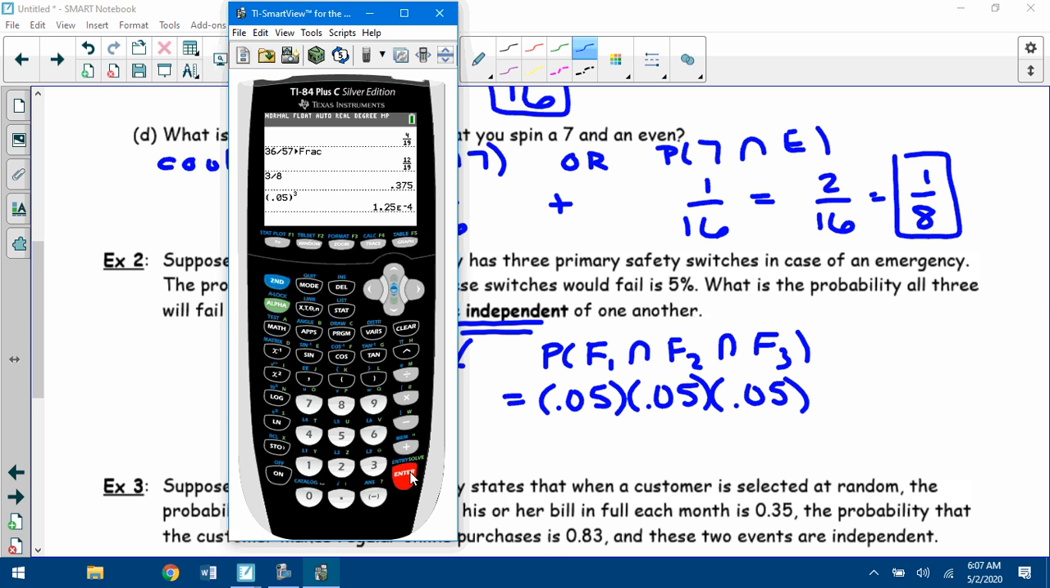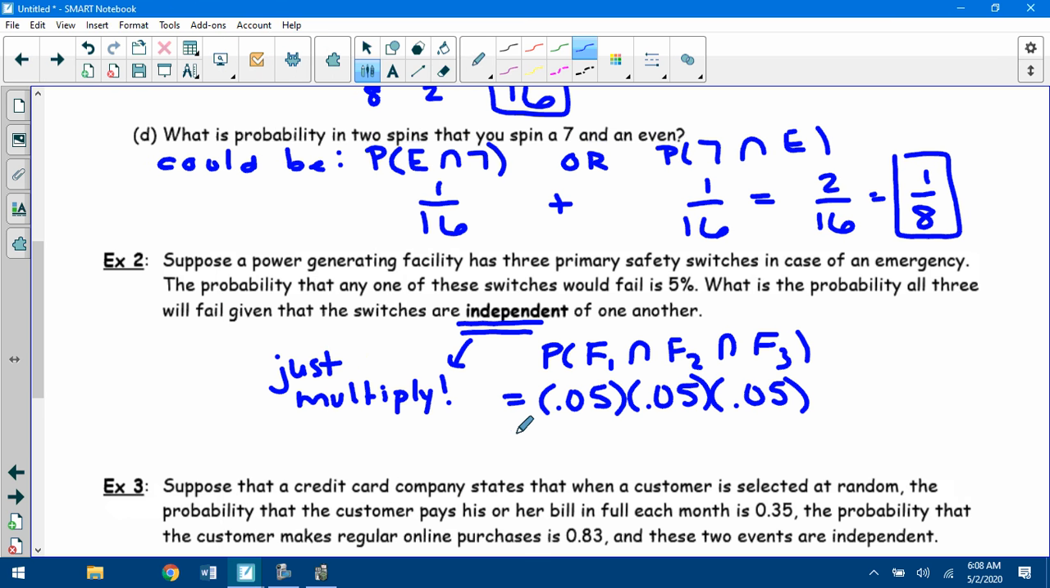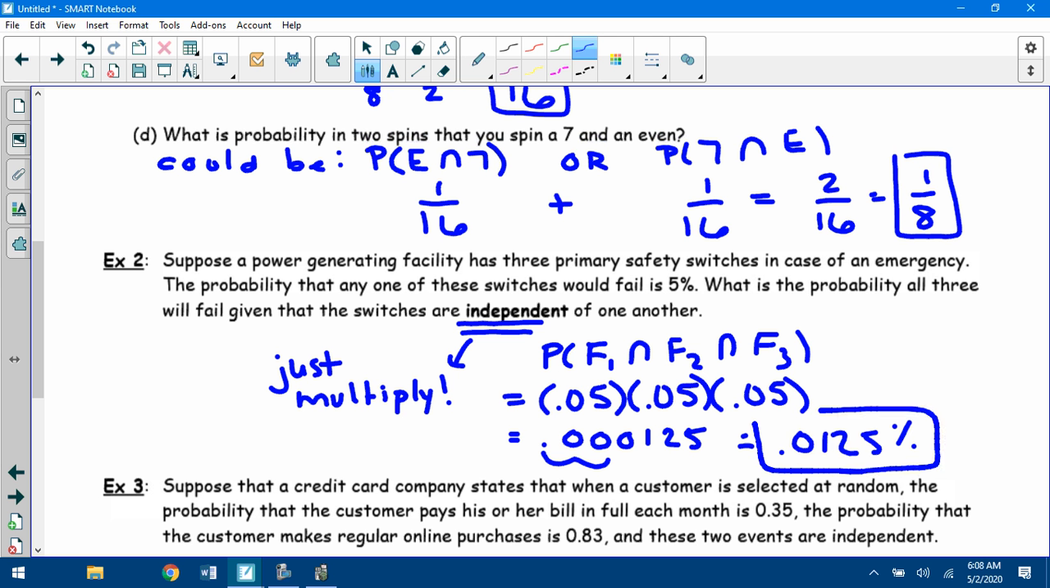And it comes out to be a crazy looking number. Remember, that's move the decimal place 4 to the left. So 1, 2, 3, 4 would be 3 zeros. So that's going to be 0.000125. And if I want it as a percent, which is like how the probability started, I move that decimal place back 2 to the right. So 0.0125%. So pretty low probability that all three safety switches would fail at the same time.